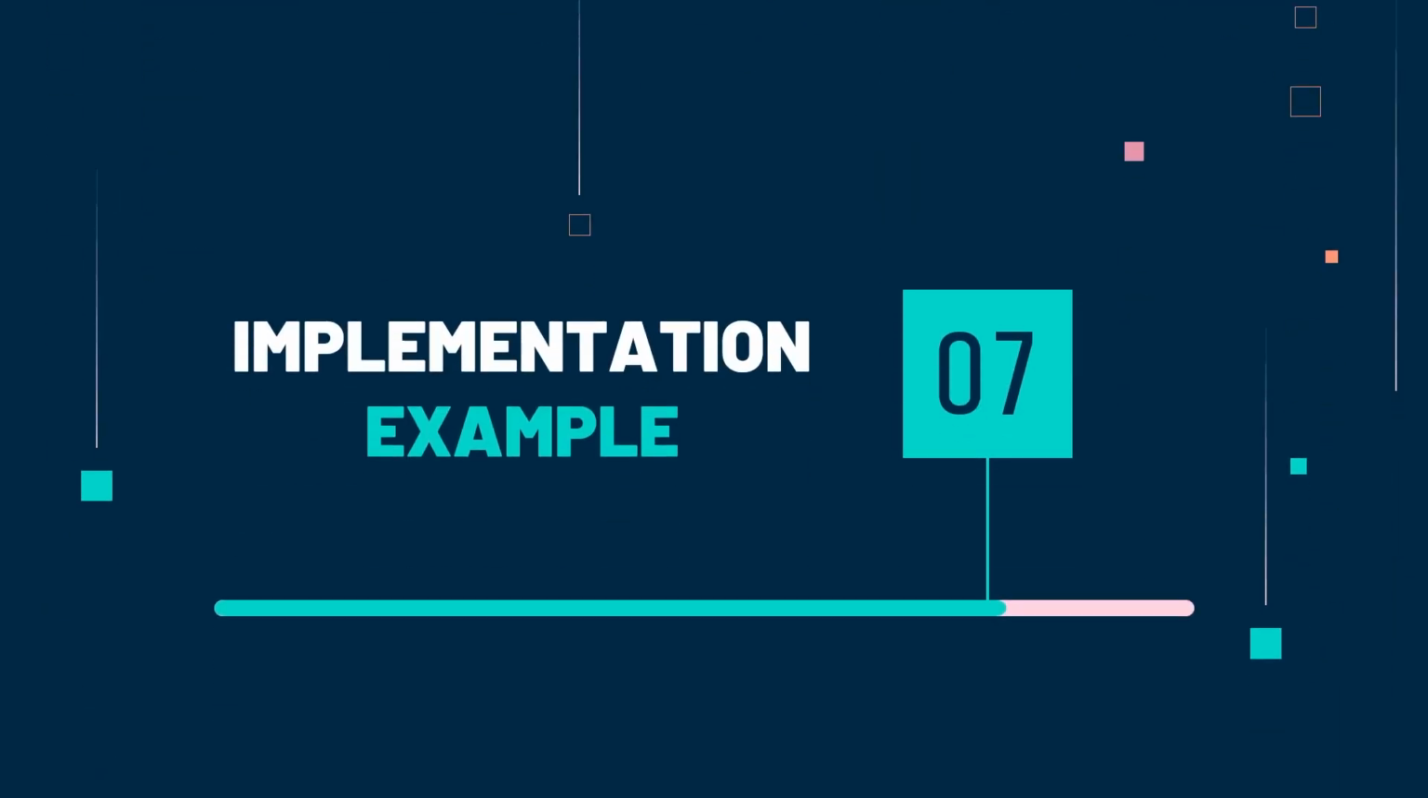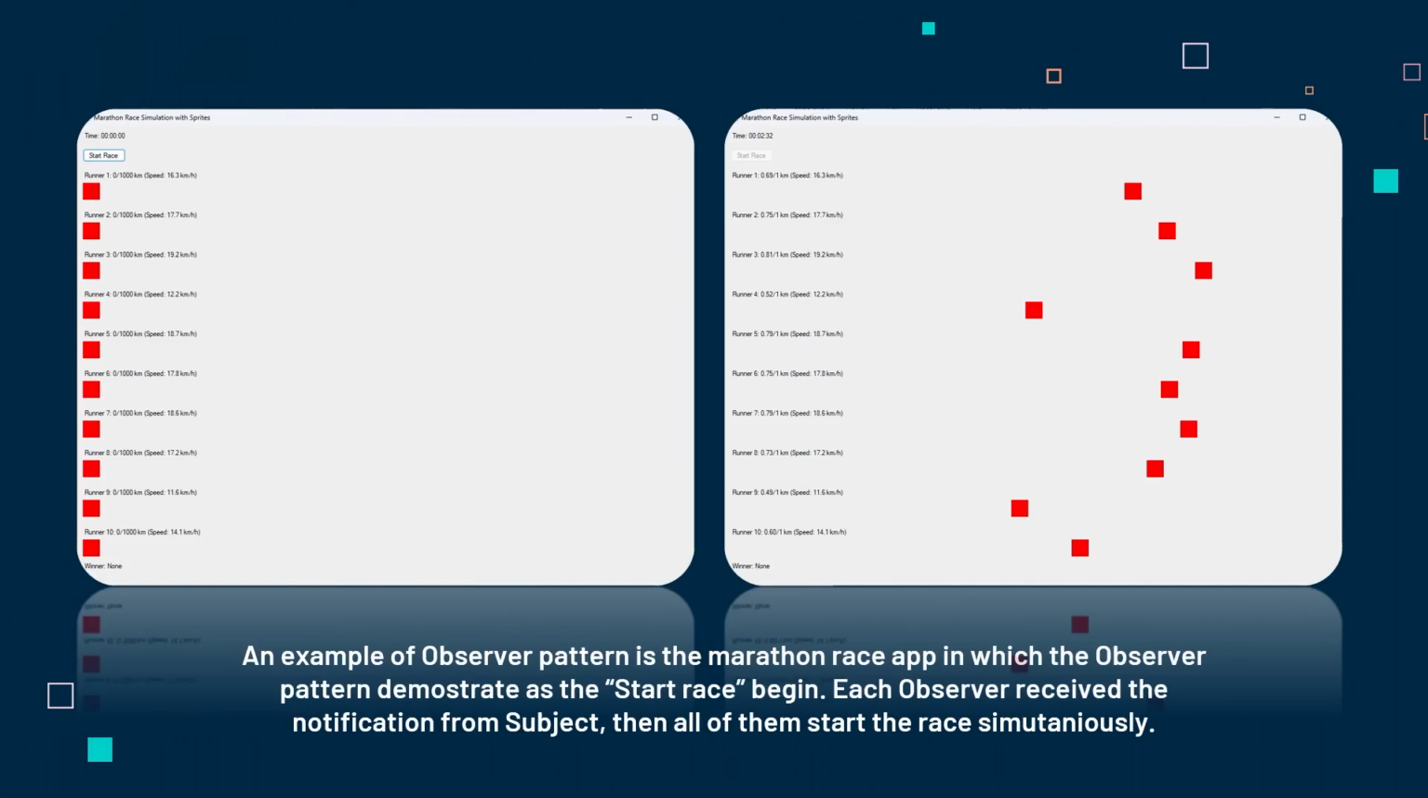We will now come to the implementation example. Looking at our demo program, it's an example of the observer pattern in a marathon race, in which the observer pattern is demonstrated as the race starts. Each observer receives the notification from the subject, then all of them start the race simultaneously.